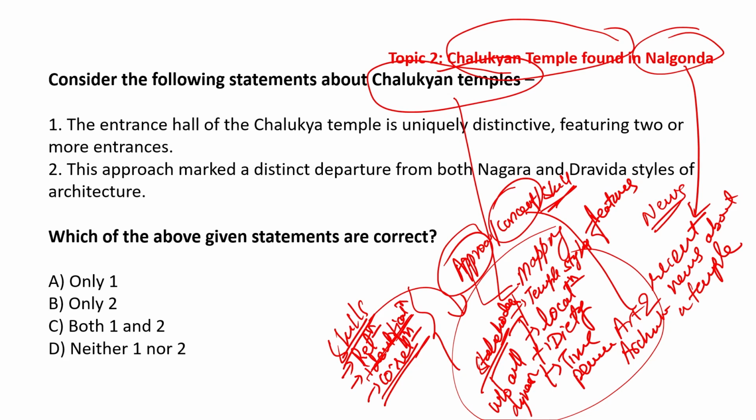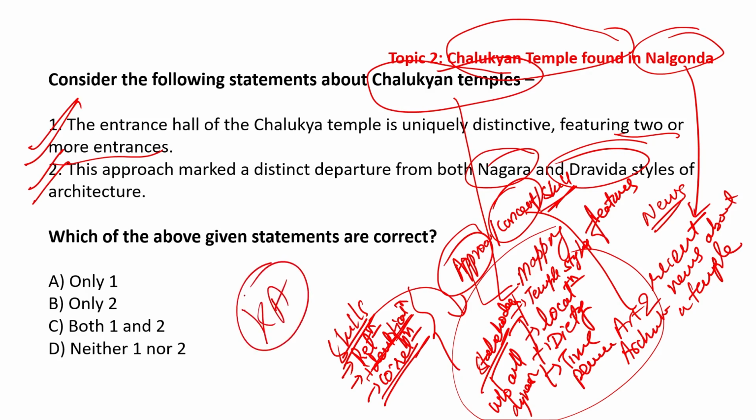The entrance hall of the Chalukya temple is uniquely distinctive, featuring 2 or more entrances. This approach marked a distinct departure from the Nagara and the Dravidian style architecture, right? If you look at these statements, the first and the second both are correct. The region primarily that the Chalukyas ruled was the Karnataka state and the time period was the 7th century. Then they were followed by Western Chalukya, etc.